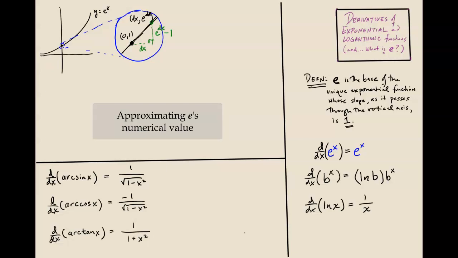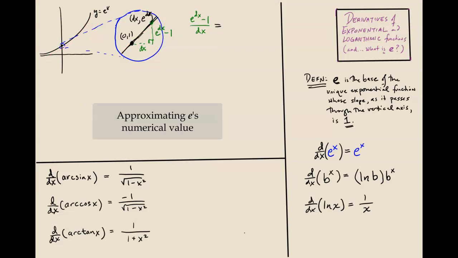On the one hand, I can read it off this picture. The slope of this line is going to be e to the dx minus 1 over dx. That's just the rise over the run. But on the other hand, what else do I know about the slope of this line? Well, it's the slope of this curve as it crosses through the vertical axis.